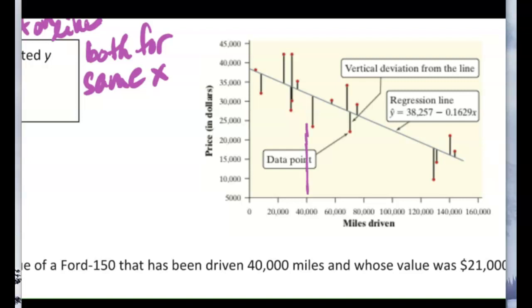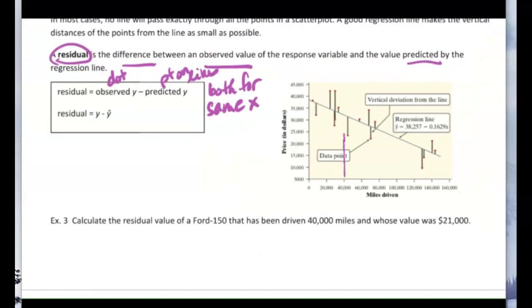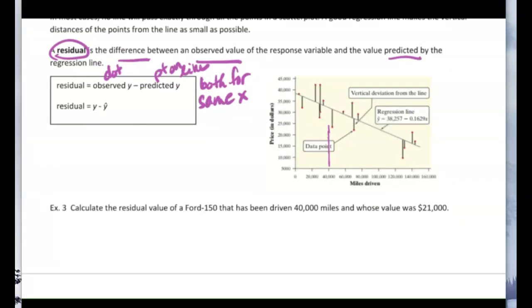Okay. And in order to do this, I would need to have a coordinate point to compare to the actual line. So they would have had to have told me that there is a coordinate point there, and they have. They have said that when the x is 40,000 miles, the value is $21,000. So we would go and find out about where that point would be. I'm going to put it right about there. And then the big thing that we're trying to figure out is how far off is it from my prediction line? What is this distance?